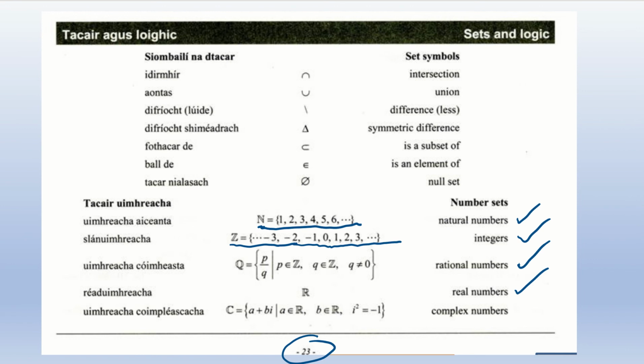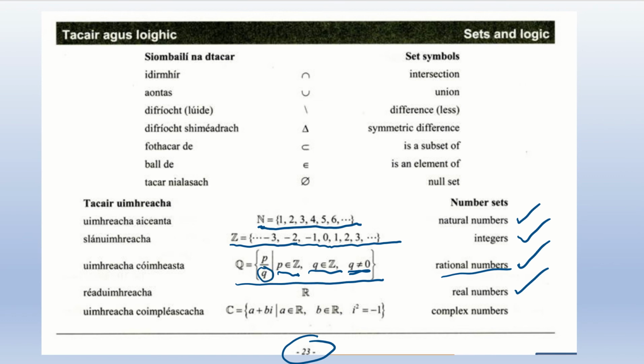For your Q, which are your rational numbers, there's a small bit more to take into account. It's written as a fraction, where p is an element of Z, so p is an integer, so the number up here is an integer, and also q is an element of Z, so q is an integer as well, and q can't be 0. So that's a long way of saying that my rational numbers are fractions where the top and the bottom number have to be whole numbers, and the bottom number can't be 0. So q can't be 0.